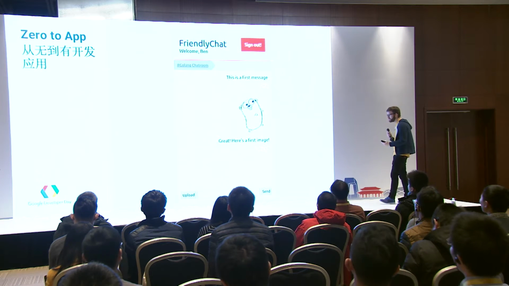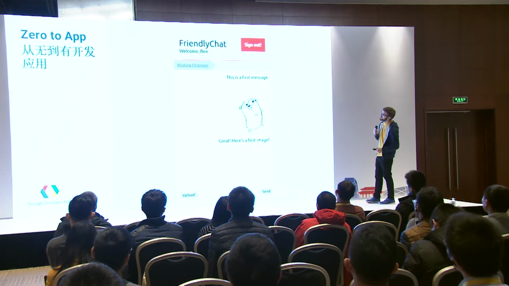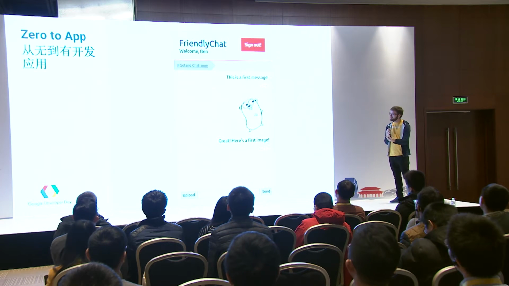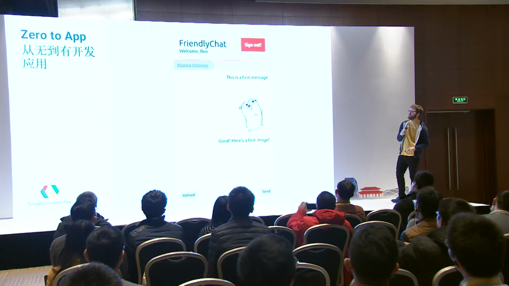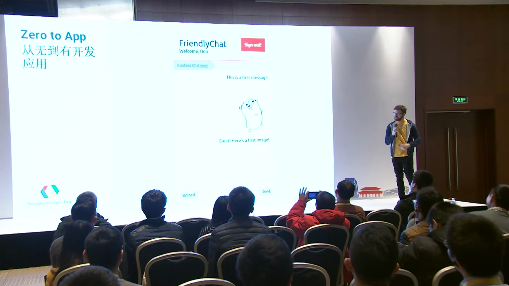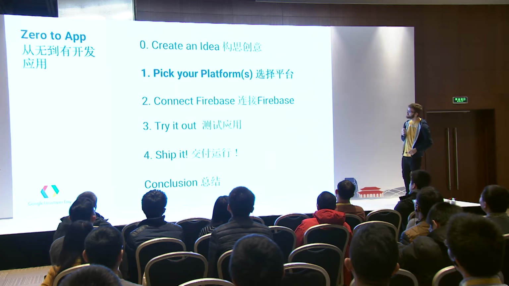And to give you some idea of what we're trying to make, this is what it's going to end up looking like. It's called Friendly Chat. It's going to let us send messages, upload pictures, everything like that. So this is our goal. This is what we're aspiring to.